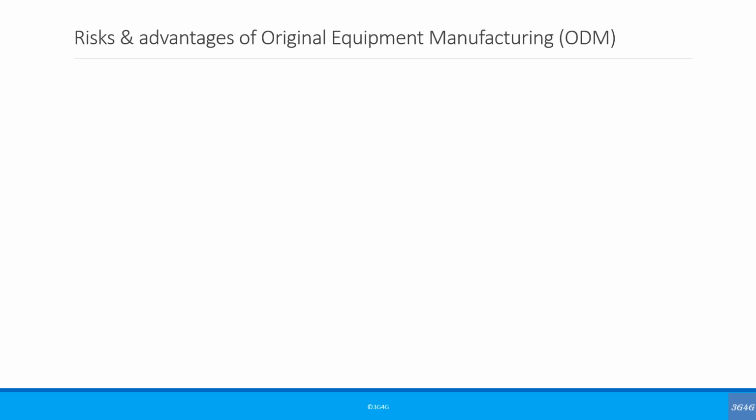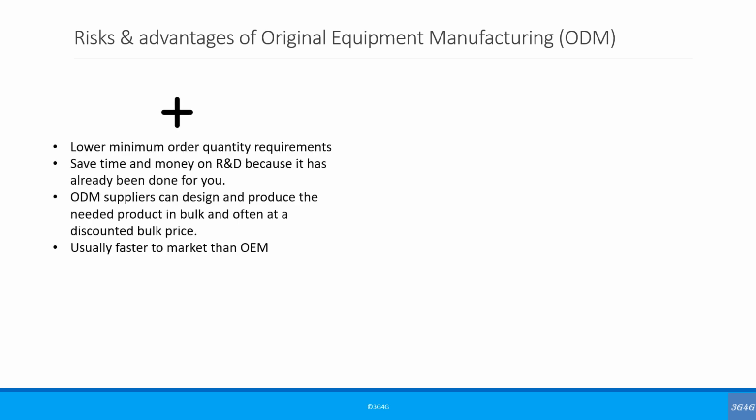Now the pros and cons of working with ODMs. There are many advantages such as lower minimum order quantity requirements, save time and money on R&D because it's already been done for you. ODM suppliers can design and produce the needed product in bulk and often at discounted bulk prices. It's usually faster to market than an OEM.